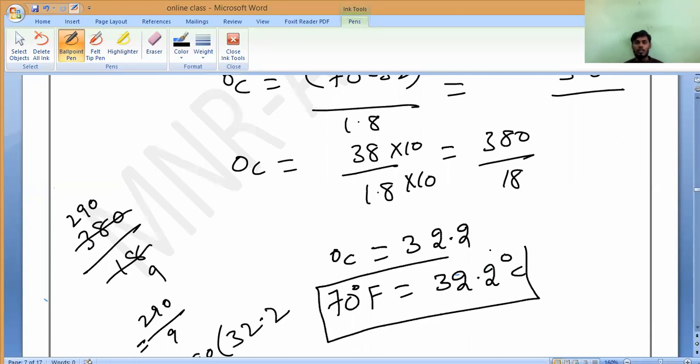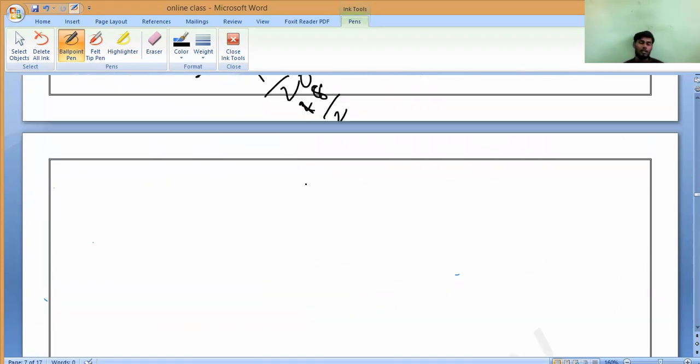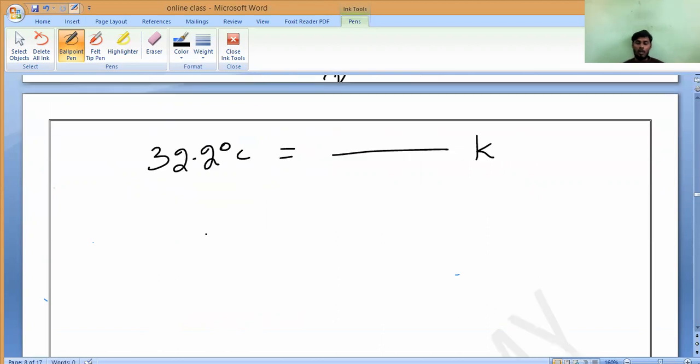But is this the answer we want? Not it, correct or not? We want to convert it into the Kelvin scale. So now 32.2 degrees Celsius is equal to dash Kelvin scale. So what should we do? I won't speak, you tell me. Celsius to Kelvin scale, what do we have to do?